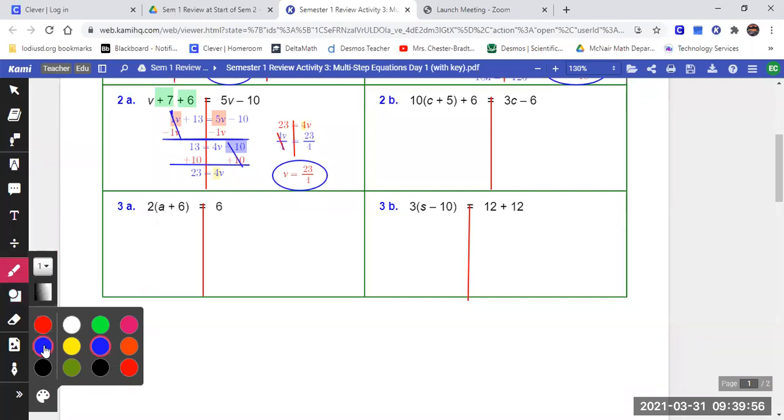What's our first step when we see a parentheses? No. What's our first step when we see a parentheses? Look at 1a and 1b. Distributive property. So we do our distribution because we see a parentheses.